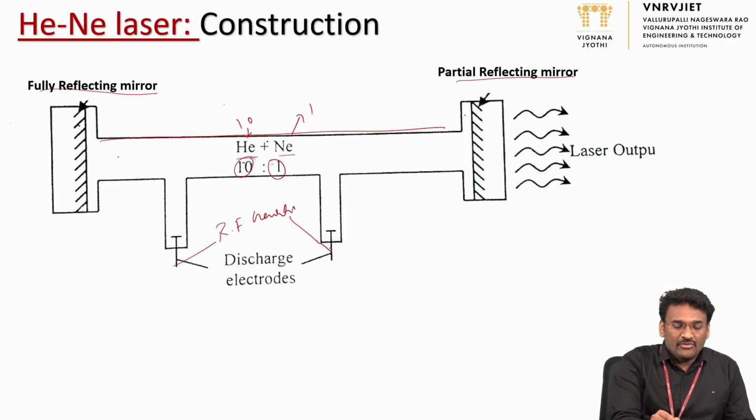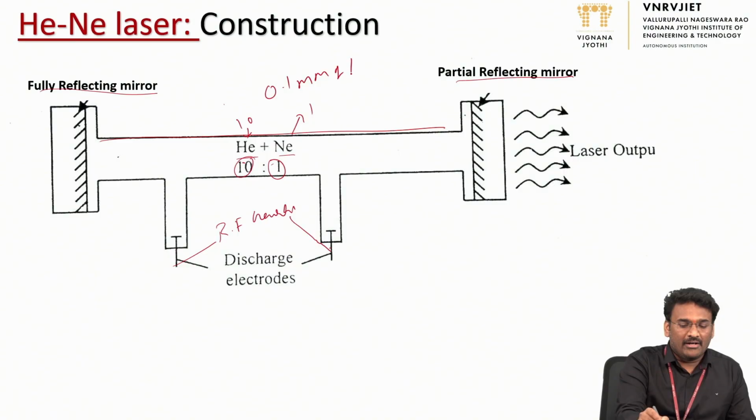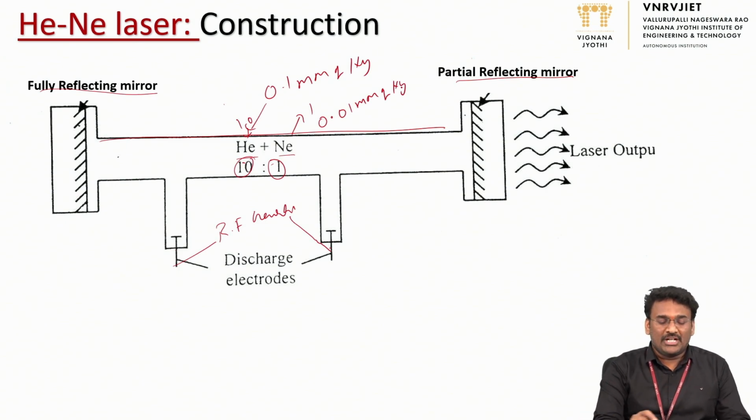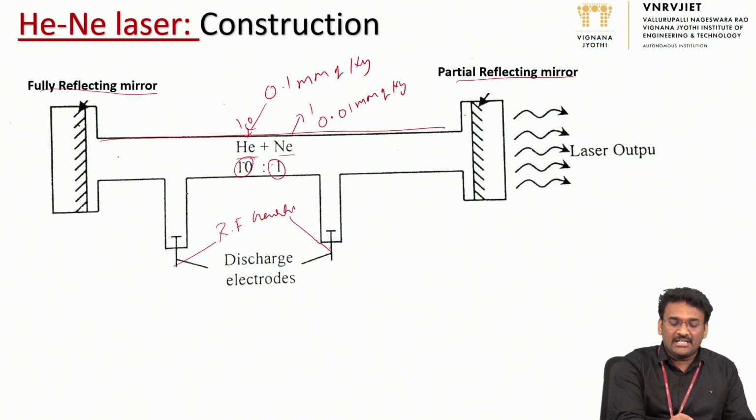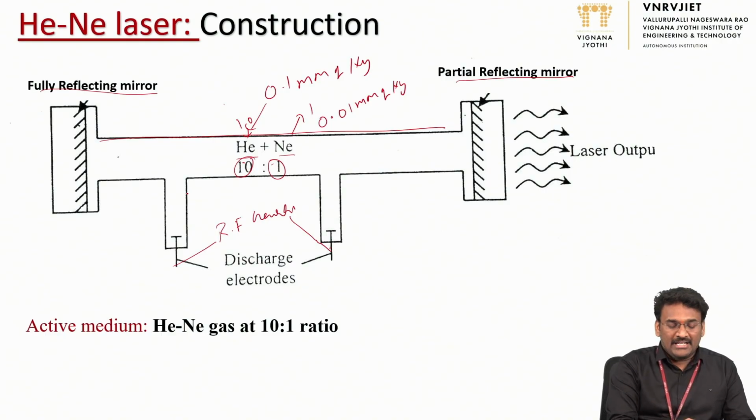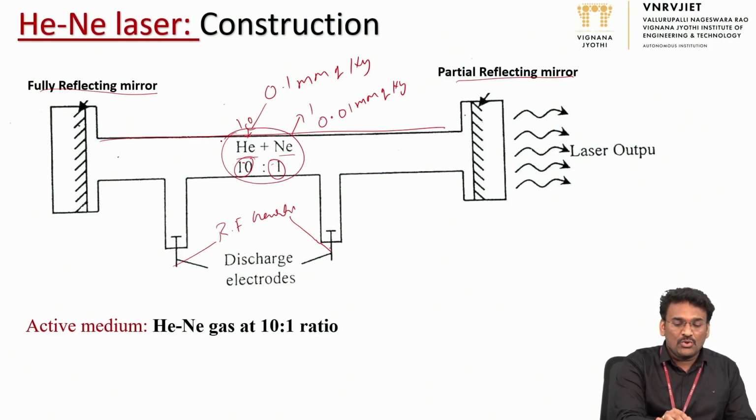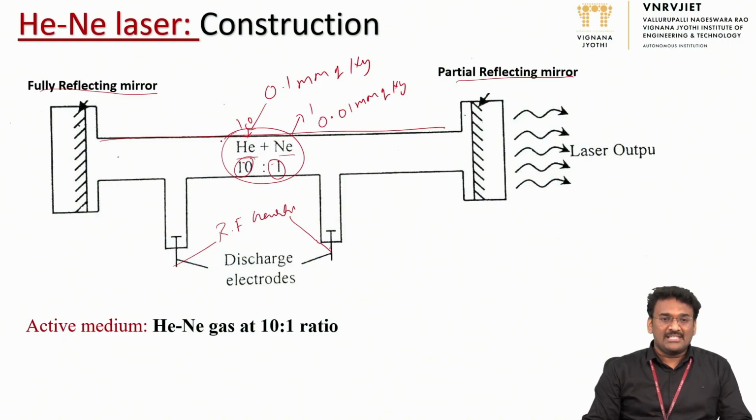Here we will take helium at a pressure of 0.1 mm of Hg. That's the helium pressure, and neon at 0.01 mm of Hg pressure. So that pressure should be maintained in the discharge tube. And here the active medium is helium neon at a 10:1 ratio. This is a simple construction of the helium neon laser.